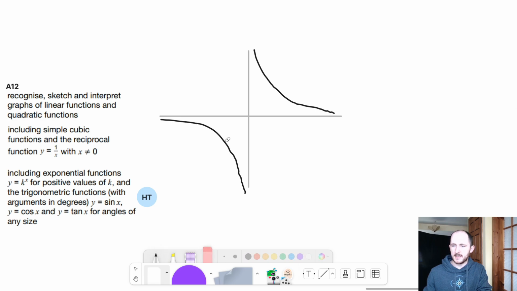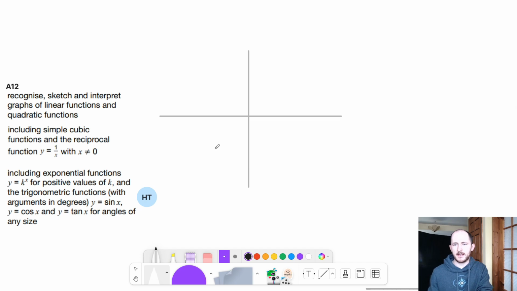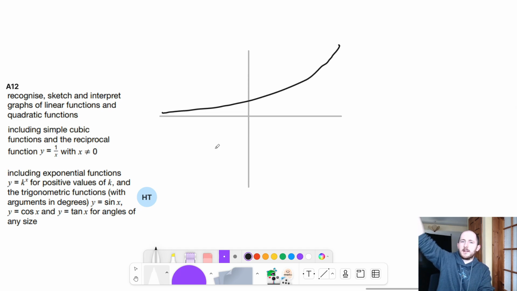If you are a higher tier student, you have a few more that you have to do. You have to do y equals k to the power of x. This is nice and easy. It just always looks like this. So it's a rapid increase, like the world population.